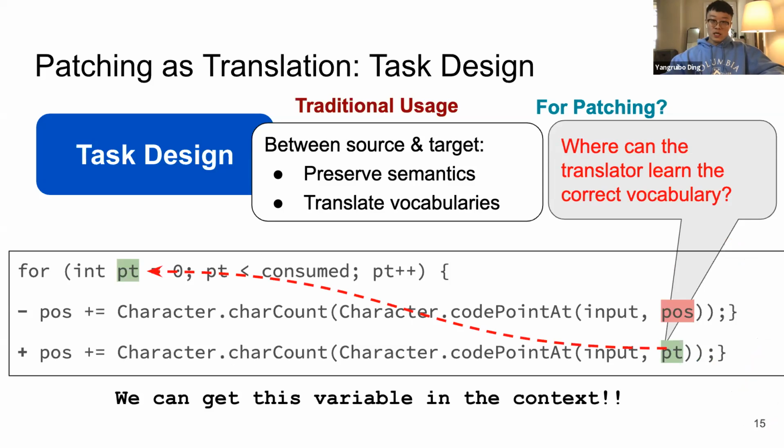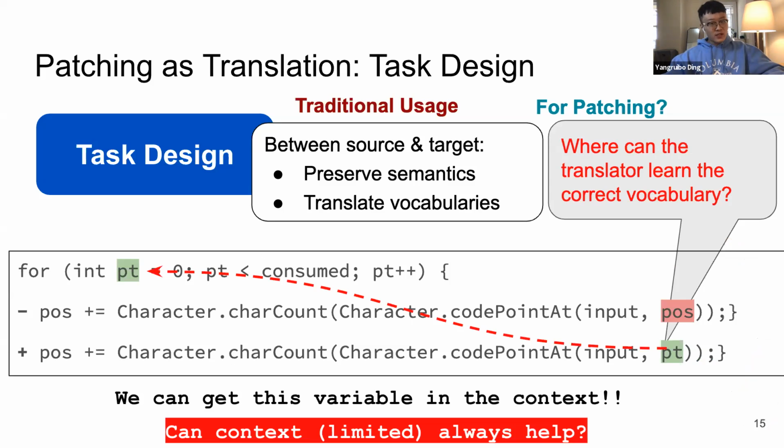One solution can be expanding the input size to include the buggy context. Here, I include the whole for loop of our example as the buggy context, and surprisingly, the model input contains the correct candidate variable PT. However, can we always see such a lucky situation, where the correct candidates are very close to the buggy location?